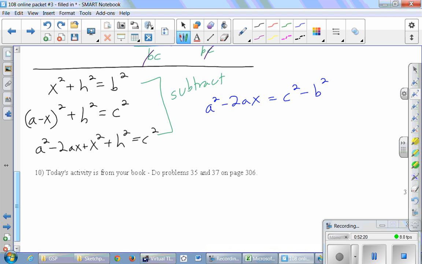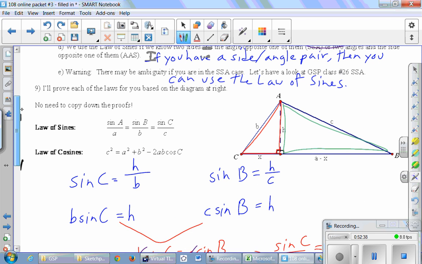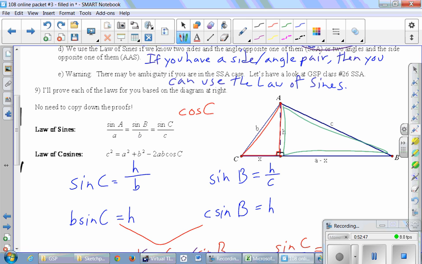Okay, let's go ahead and move the b squared over to the other side by adding. So add b squared, I'll go ahead and put it in here because I know where we're going, 2ax equals c squared. So that's actually getting pretty close to the law of cosines. But the thing that I don't want in the law of cosines is this x business. So let's come up to the triangle and see if we can finagle a way to get that x out of the equation. Take a look at the red triangle and figure out the cosine of angle C.